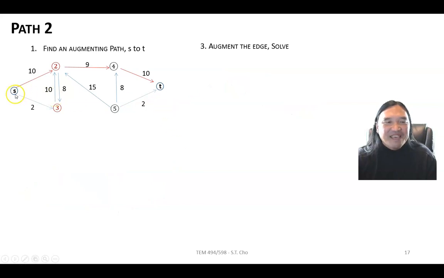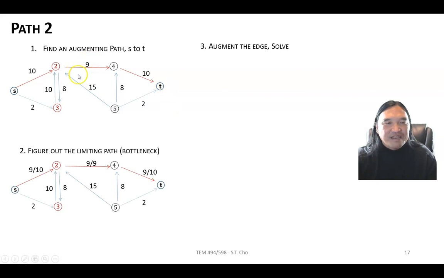Now, let's do this again. I keep doing it until I can't get from here to here. So I can go 10 here, 9 here, and 10 here. But once again, my bottleneck is this 9. So I do the math. 9 out of 10 leaves me 1. This segment disappears, and I have 1 here.